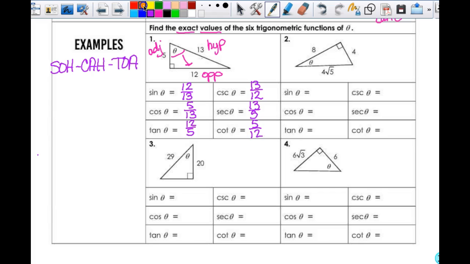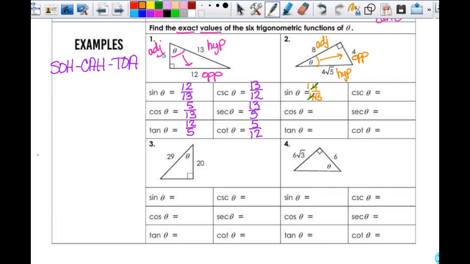So let's look at number 2. Here's my theta. So this is my opposite side. This is the hypotenuse. And this is adjacent. So the sine I know is opposite over hypotenuse. So I can put 4 over 4 square root of 5. What happens to the 4s? They cancel out. Does that leave me with the square root of 5 in the end? No. That leaves me with 1 over the square root of 5. Is that legal?